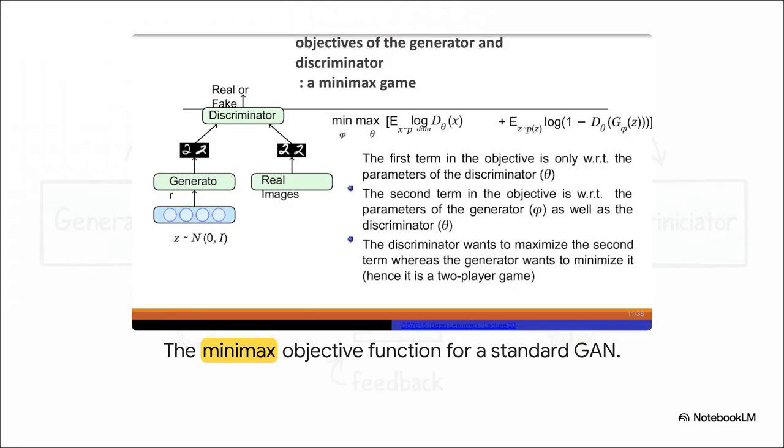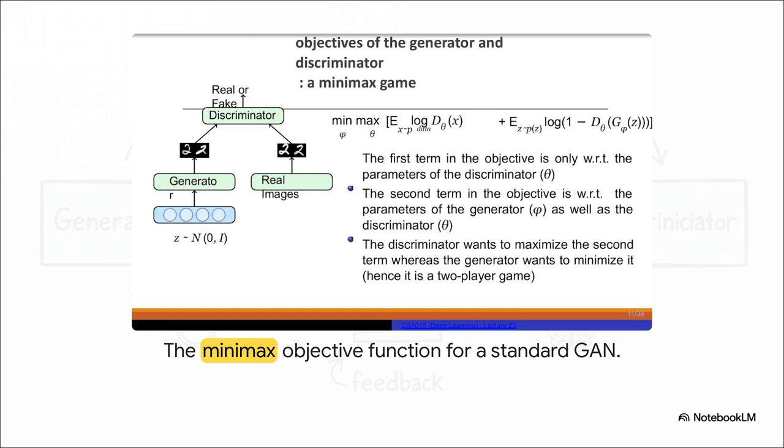And here it is, the formal rules of the game. Now, I know this equation looks pretty intimidating, but let's just walk through it together. D is our discriminator, and G is the generator. The discriminator, D, wants to make this whole value as big as possible. It wants to maximize it. Look at the first part, log D of x. x is a real image. D of x is the discriminator's guess that it's real. If D is good, this is close to 1, and the log is big.